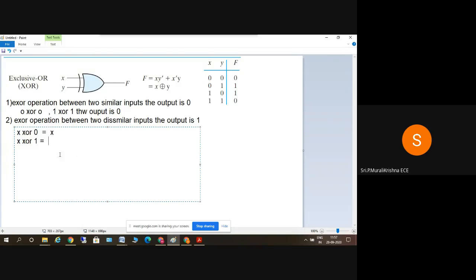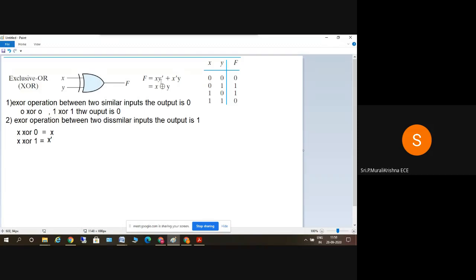Next, X XOR of 1. So check the truth table. This is X here, so that is X bar. So that will be equal to X bar. So remember these points. X XOR of 0 is equal to X, and X XOR of 1 is equal to X bar.